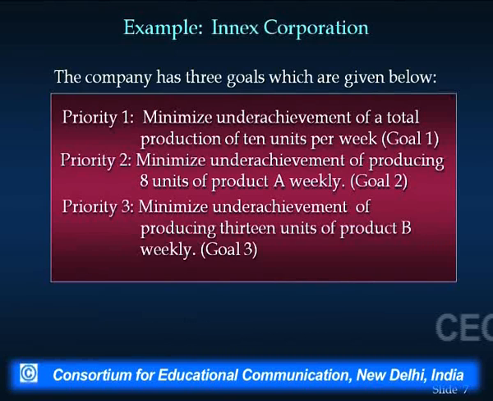Next is priority number 2, minimize underachievement of producing 8 units of product A weekly. Now we have a goal for product A, that the number of products to be produced is 8. And this is goal number 2. Now we will discuss priority number 3, which is minimize underachievement of producing 13 units of product B weekly. Again, goal number 3 says that a minimum of 13 units of product B be produced.